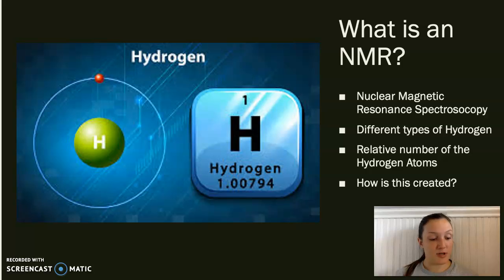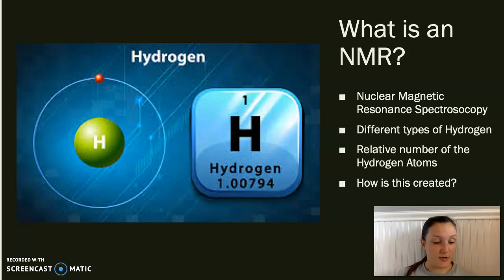According to Gregory Burst, an NMR, which stands for nuclear magnetic resonance, shows how many different types of hydrogen atoms are present and the relative number of these hydrogen atoms. This is done when a sample is placed in a magnetic field while radio waves are passed through it. These radio waves cause the nucleus of the molecules to react and create frequencies, and these frequencies cause the different peaks of the NMR spectrum.